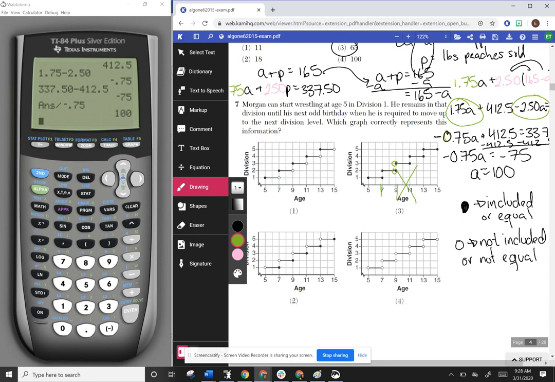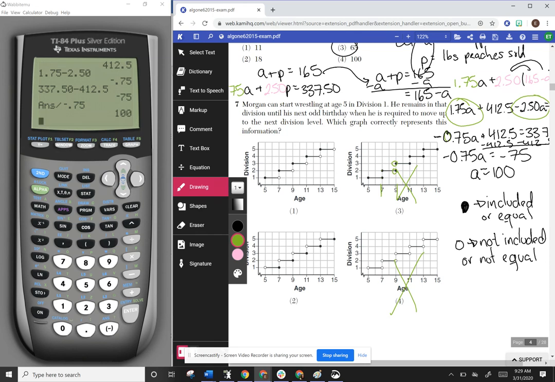Similarly, we know 4 cannot be the answer because here we have 2 open circles at the same point. And we know this can't be true because at age 7, Morgan is not in no division. So he's either going to be in one division or the other. At age 7, he's either going to be in Division 1 or Division 2. Not in both like in option 3, and not in neither like in option 4. So it can't be 4. So now we just have to decide if it's option 1 or option 2.